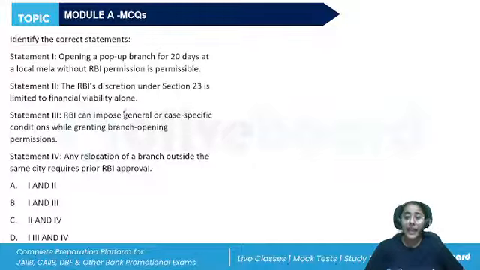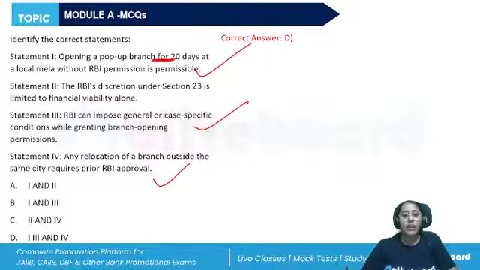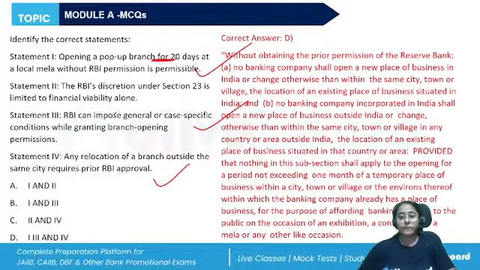However, if they are opening a particular business not exceeding 1 month, so this is a temporary place of business. Statement 1 says it is being opened for 20 days, so it is correct. Then RBI can impose general or case specific conditions while granting the branch opening permission, and any relocation of a branch outside the same city does require RBI's prior permission. So the correct answer becomes D, 1, 3 and 4.